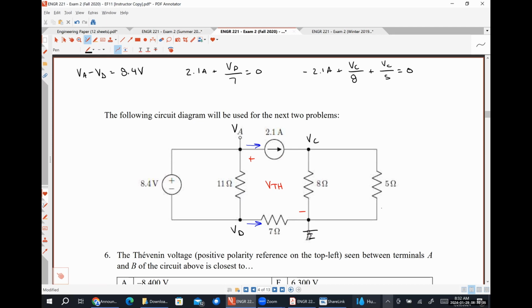Yep, seems legit. Those are the only two currents leaving my supernode. That seems legit. Voltage relationship. Yeah, solve that system. VA is VTH.